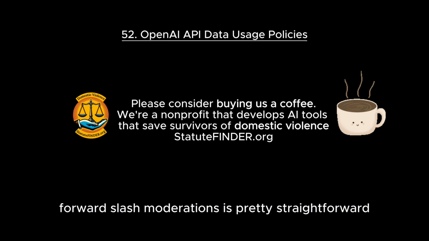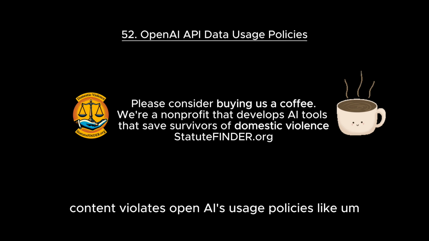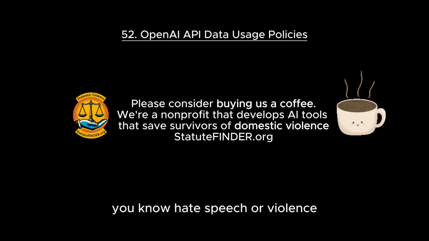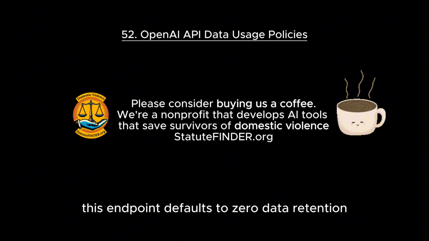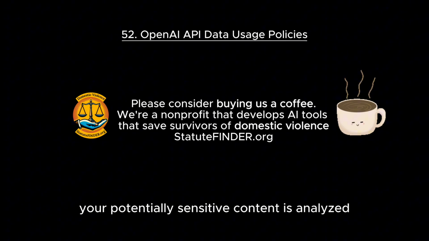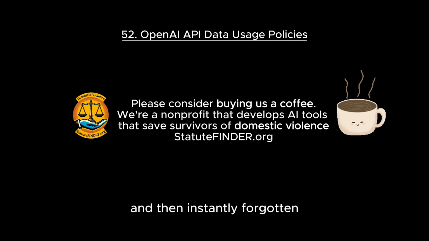/v1/moderations is pretty straightforward. It's used to check whether text content violates OpenAI's usage policies, like hate speech or violence. So it's like a safety net to make sure the AI isn't generating anything harmful or offensive. Exactly. And to ensure privacy, this endpoint defaults to zero data retention. Your potentially sensitive content is analyzed and then instantly forgotten. That makes me feel better about using it.